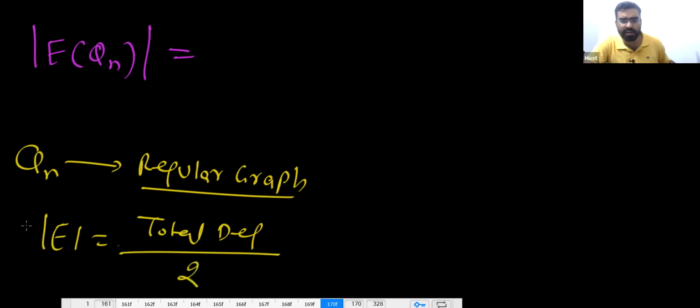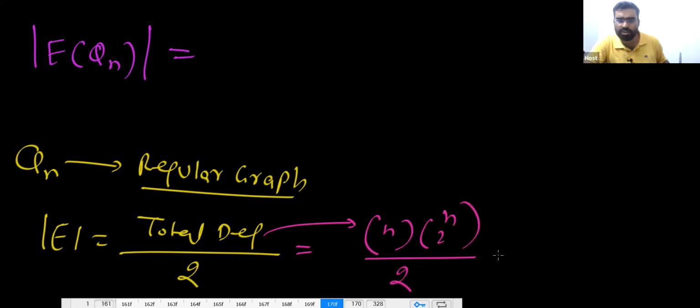Total degree divided by 2. The number of edges should be this. And what is the total degree? Every vertex has degree n, and there are 2 power n vertices. So this will be the number of edges. So the number of edges will be n into 2 power n minus 1. This is the number of edges.